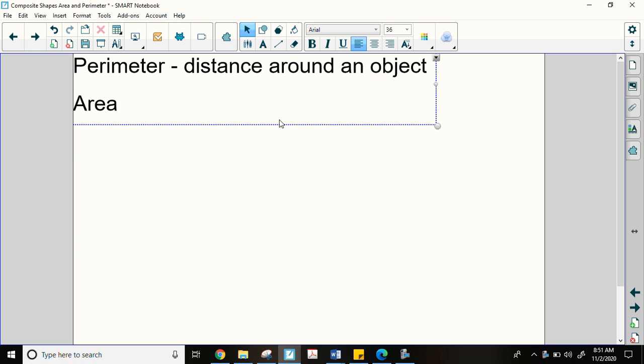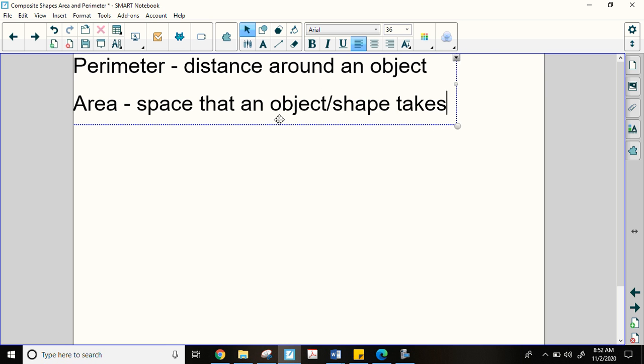What is area? Area is the amount of space an object or a shape takes up. So when we're talking about this in math, we're usually thinking about it as like, I want to paint a wall. How much paint do I need? So how much space do I have to fill up with the paint? If we're talking about a room, I want to put down a new carpet. So I need to know the dimensions of my room to find out how much carpet I have to put down on the floor. So this is the space that an object or shape takes up.